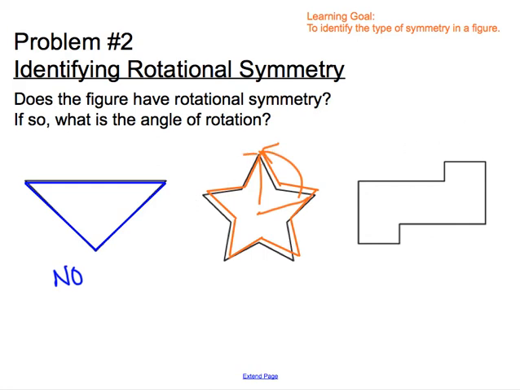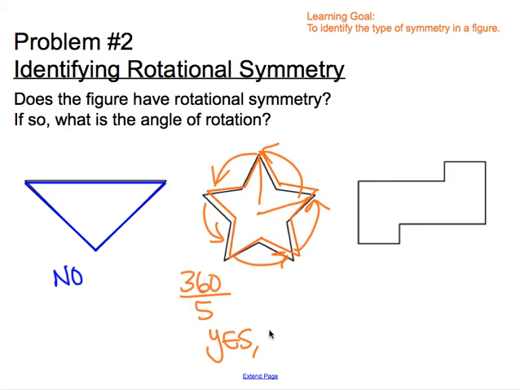So you'll see that there are 1, 2, 3, 4, 5 points on this star. So the angle of rotation is going to come from taking 360 and dividing it by 5. And so as you can see, this does in fact have rotational symmetry, and it's a 72-degree angle of rotational symmetry.